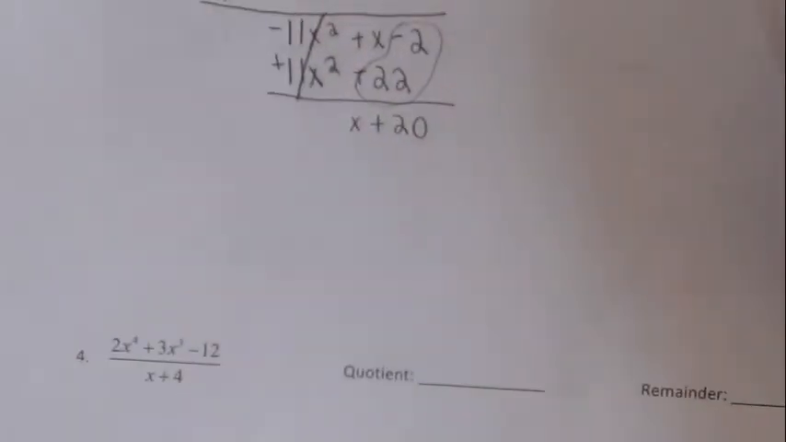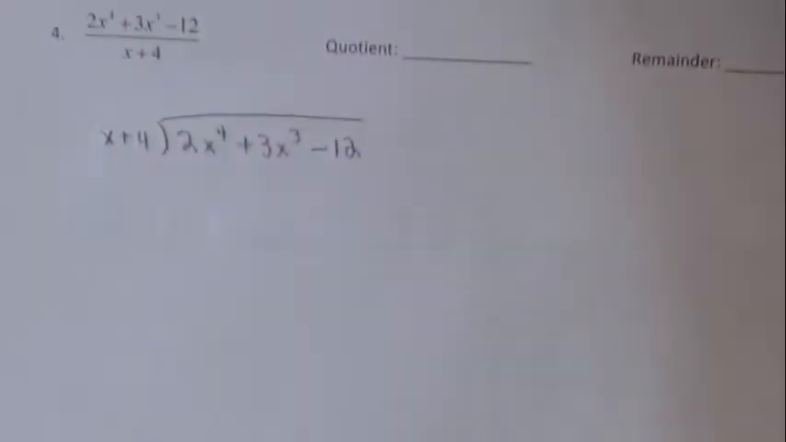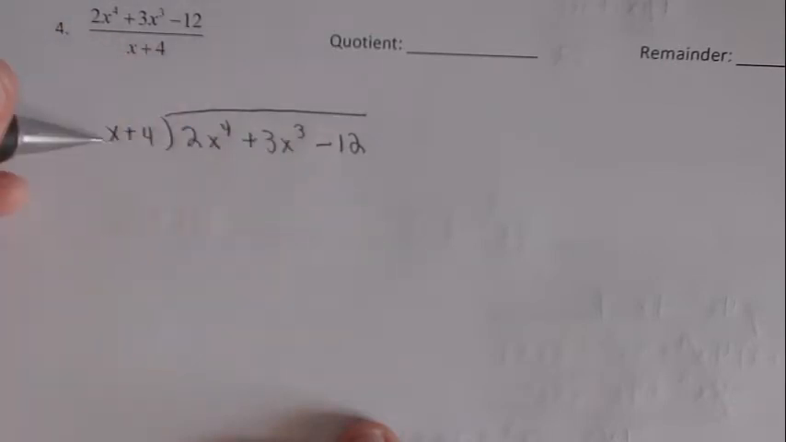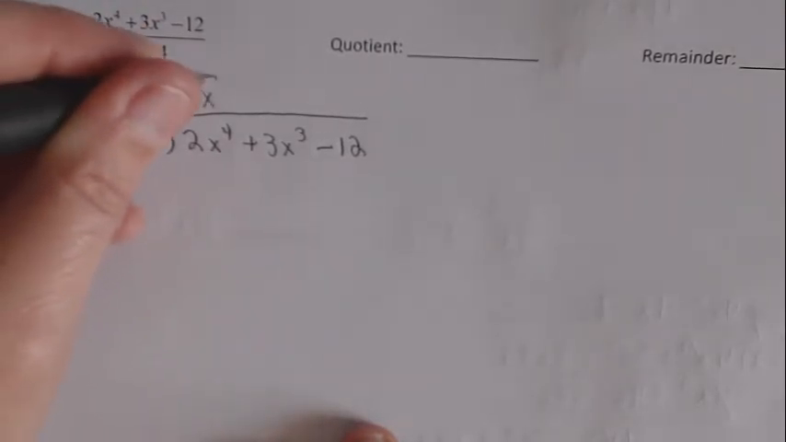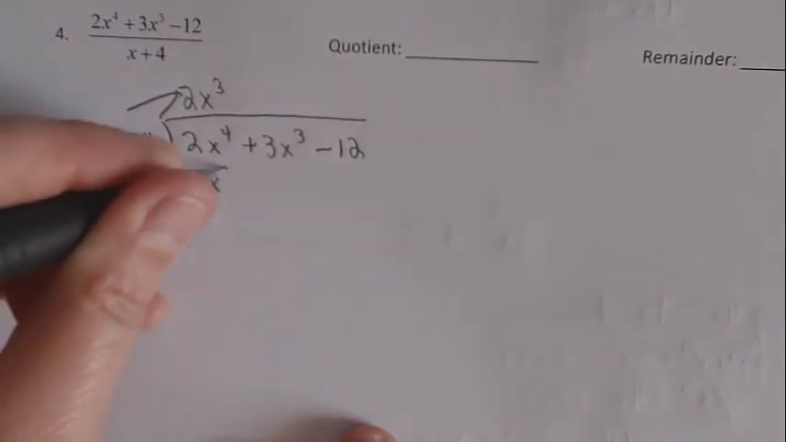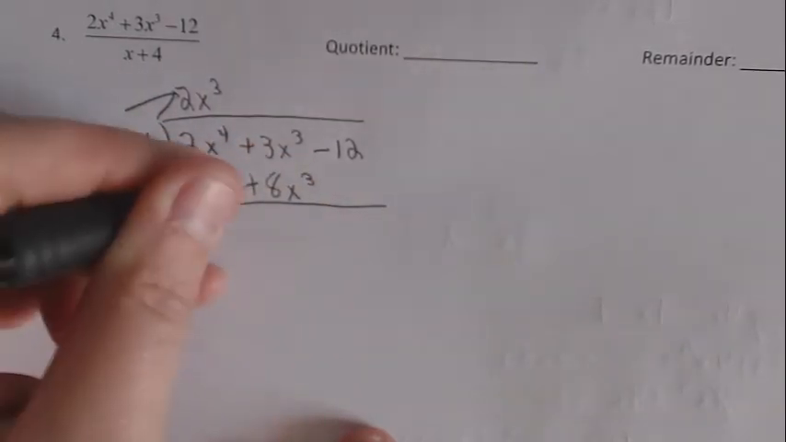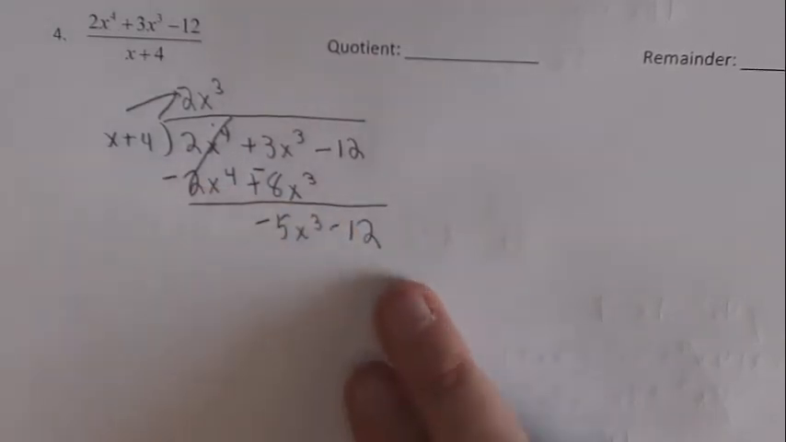And the last one, x plus 4 into 2x to the fourth plus 3x cubed minus 12. Missing terms, descending order, however. Okay, so if this had not been written in descending order, you make sure you put it in descending order. Now 2x to the fourth divided by x is 2x cubed. Multiply that out, you get 2x to the fourth plus 8x cubed. Draw your line, change the sign. They add to 0. This is negative 5x cubed minus 12.